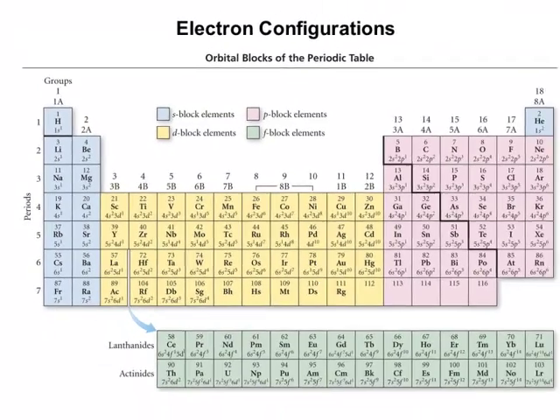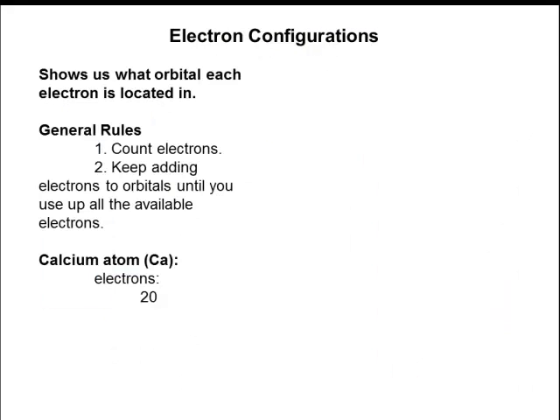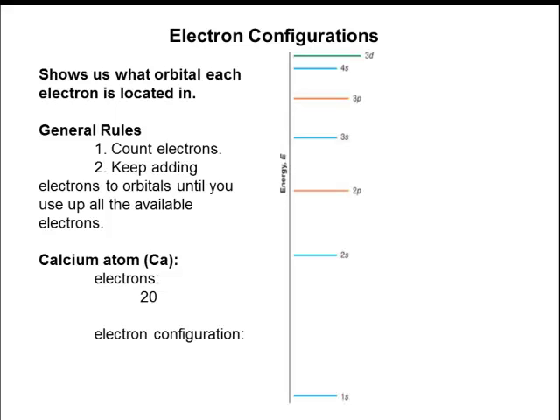So from that, I know I have 20 electrons. Now I need to write out my electron configuration. All I'm going to do is start with the lowest energy and keep adding electrons until I run out of them. So let's think in terms of this energy diagram. Start with the lowest one, 1s. How many electrons can it hold? It can hold 2 electrons. So I'd write 1s2. I've filled up the 1s level.